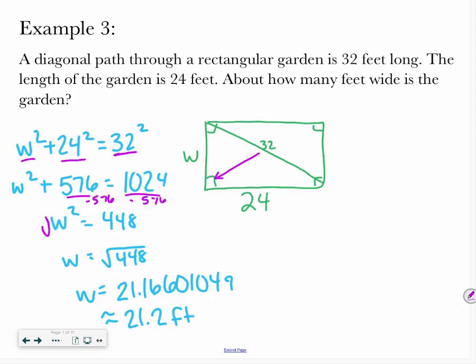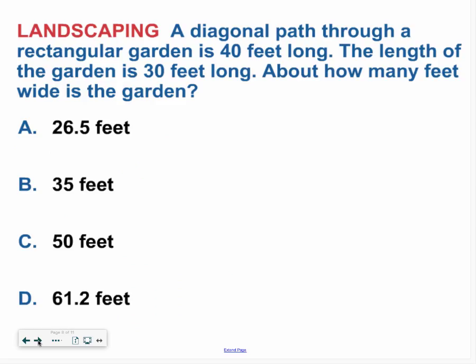I wanted to undo my square, so I took the square root. And once I took that square root, again, I'm looking at the plus and minus, but I'm only interested in the positive answer because we can't have a negative distance. So that was about 21.16601049. If I round to the nearest tenth, like we have been doing, it's approximately 21.2 feet. All right, why don't you go ahead and solve this one on your own?